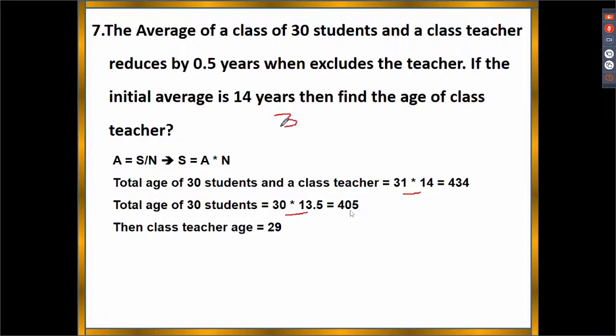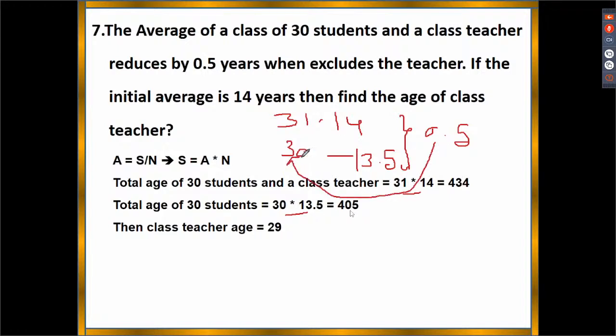Sir, why should we multiply 30 into 13.5 or 31 into 14? Remember, all of you, there is a very easy way to get the answer. Everyone, please see the screen. First of all, 31 persons average is 14, and 30 persons average is 13.5. How to get it? Please focus: without calculating, you can get the answer within 5 seconds. What is the gap between the old average and the new average? 31 is the initial number, which may be persons, innings or anything. 31 is the initial number, 30 is the new number, 14 is the old average, and 13.5 is the new average. The gap between old and new average is 0.5, or 1/2.